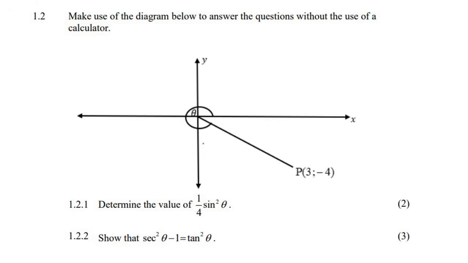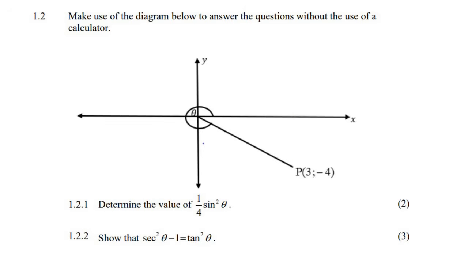Make use of the diagram below to answer the questions without the use of a calculator. Okay, so before we even get to these next questions, we need to complete the diagram. So remember, when you get a diagram like this, always make the triangle, this part, go towards the x-axis. Always make it go towards the x-axis. Don't ever let it go towards the y-axis. So if you did this, that would be wrong. Okay, so you're going to go that way.